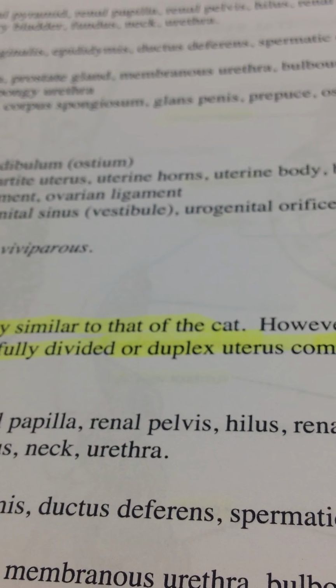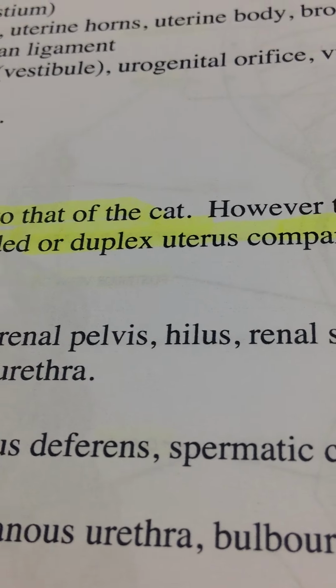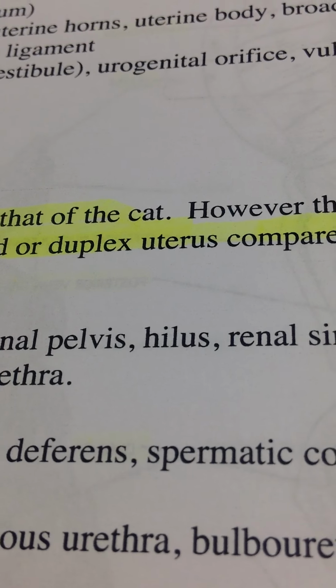Urogenital aperture. Which osseous thing? It's like the foreskin. Anal glands. Os penis, there's that bone in the penis. Okay, pretty much.